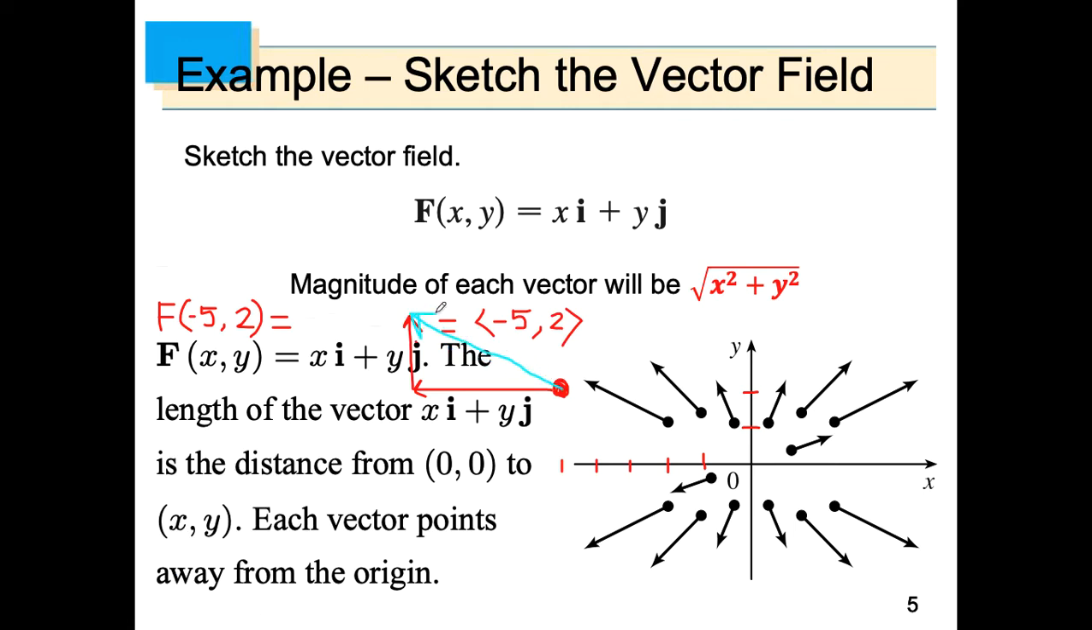It's not a perfect line, but you get the point. This is how you sketch just one of the vectors in this particular vector field. Once again, notice it has the same nature. The distance from the origin to the point itself is the length of the vector, and again, it points away from the origin.